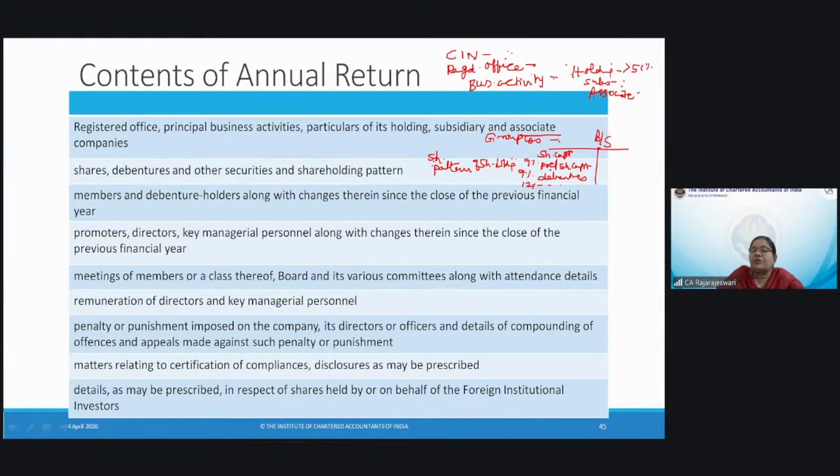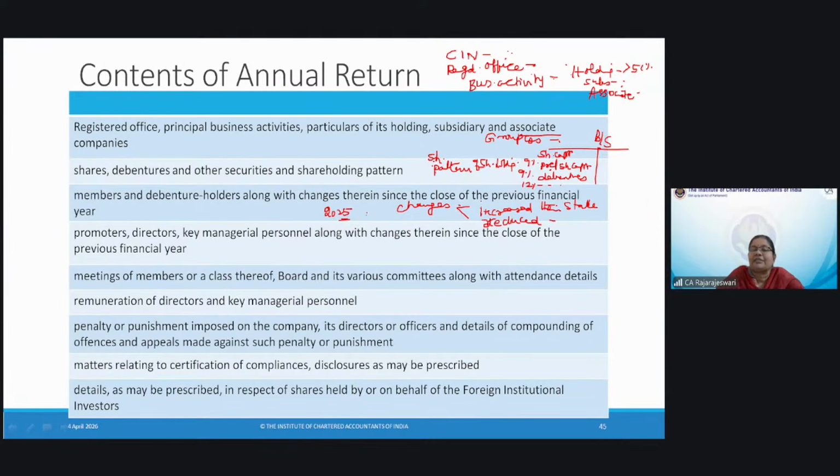Also, how much percentage are they holding, promoters are holding, outsiders are holding, all those things. Any changes that have taken place now. Any transfers or transmissions from the previous year, or the promoters would have increased their stake, or they could have reduced their stake. So both are changes. So any changes from the last year, previous financial year. So when you are filing it for 2026, you have to compare it with 2025.